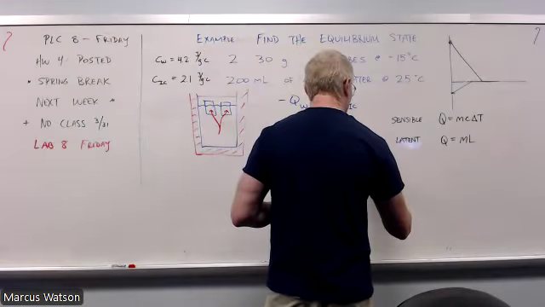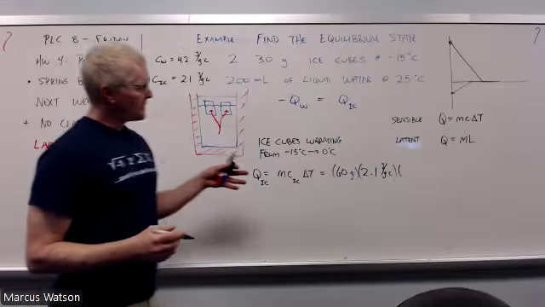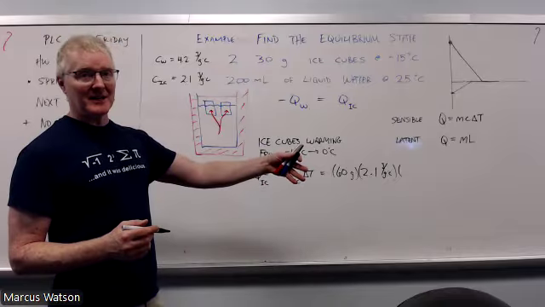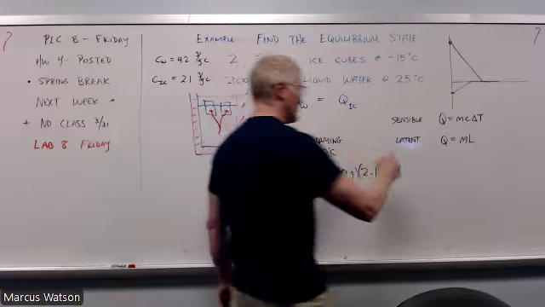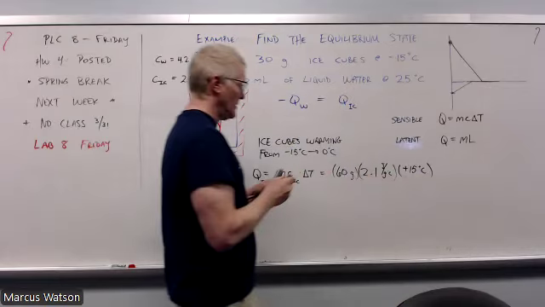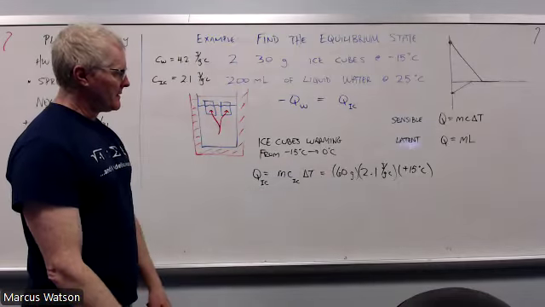C for ice, we already know it's 2.1 joules per gram per centigrade, and then the temperature change would be 0 as the final minus negative 15. So the temperature is rising by 15 degrees. This would be a plus 15 centigrade here. Right? Final minus initial for that, 0 minus negative 15.